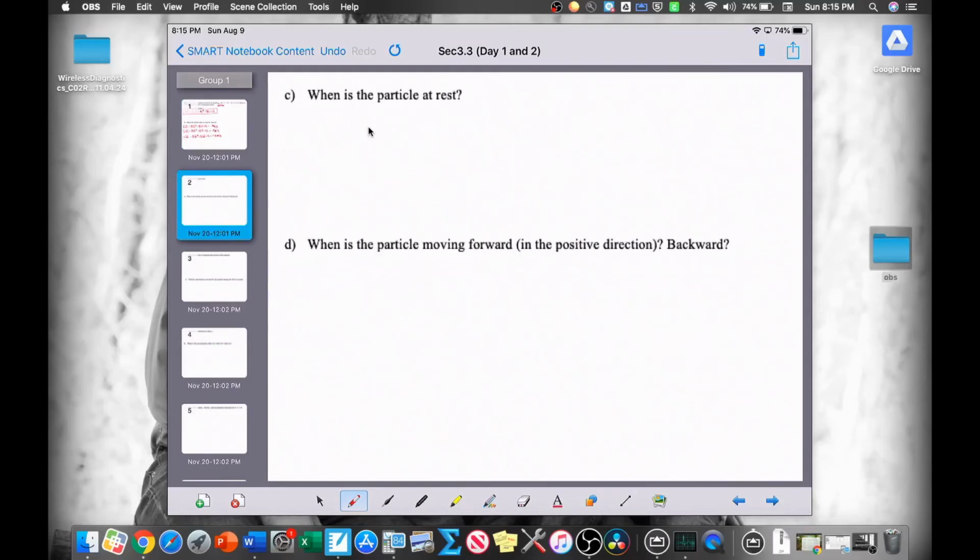Part C asks us, when is the particle at rest? Okay, well, important note. Particle is at rest. At rest means not moving, right? So the particle is at rest when our velocity, v of t, is equal to 0. So let's set our velocity function equal to 0. So 0 is equal to 3t squared minus 18t plus 15. I can factor out a GCF of 3. And then I have t squared minus 6t plus 5. And now that's just an easy factor.